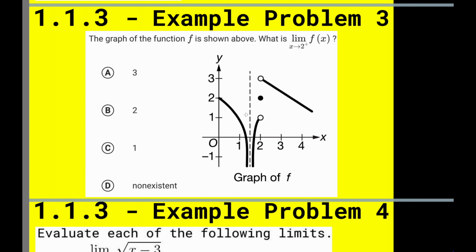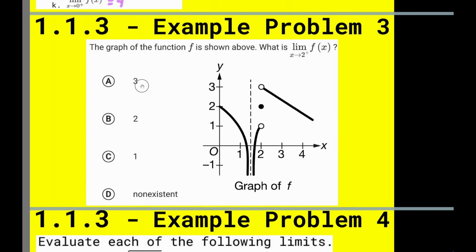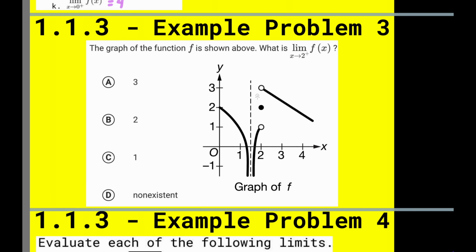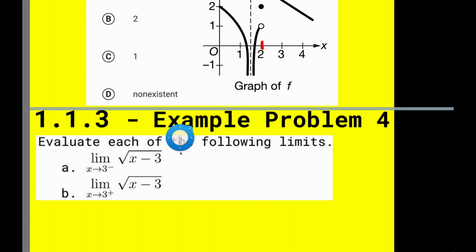Number 3, okay, here's a multiple choice problem. It says, what is the limit as x approaches 2 from the right? So here's 2 right here. We're approaching from the right. The answer should be 3. It's pretty easy.